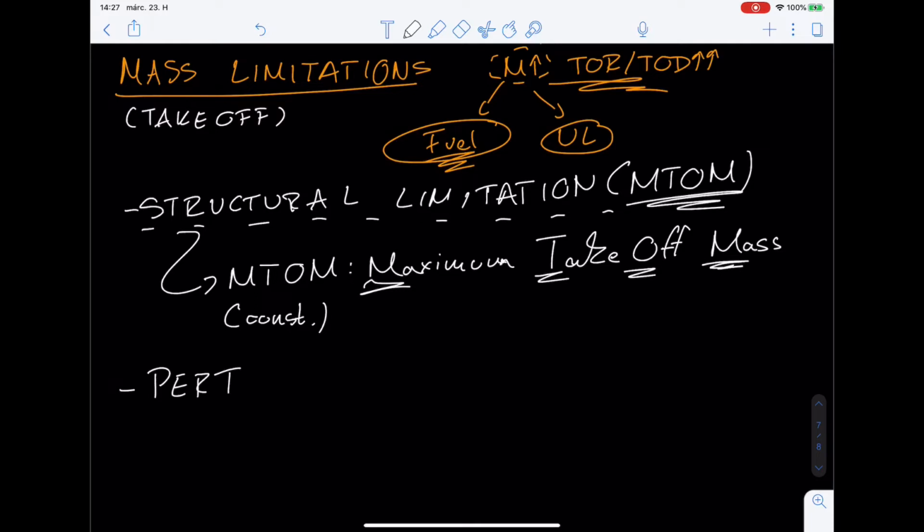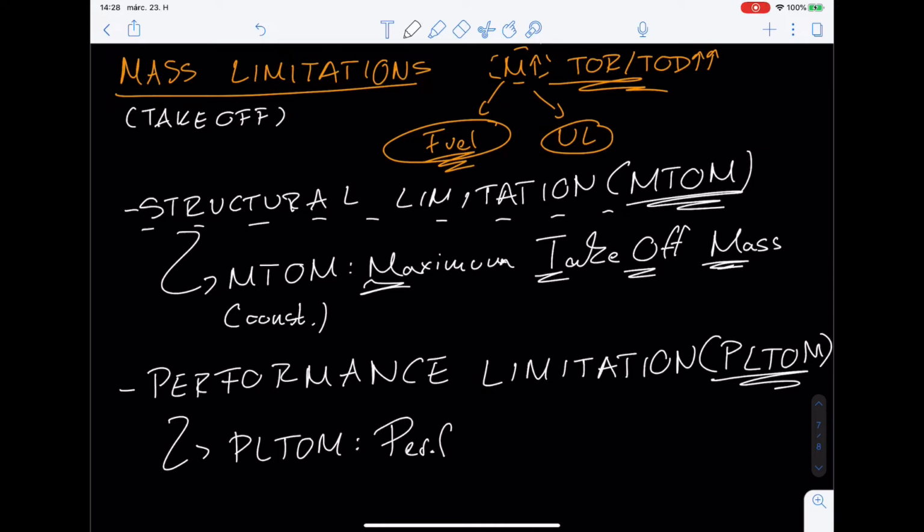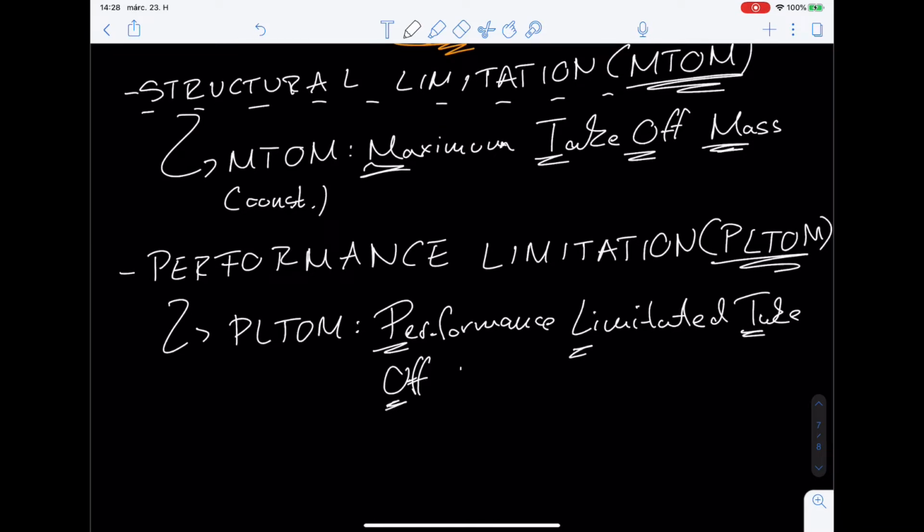Okay, however, we're not just going to have structural limitations, we're also going to have performance limitations. And this is where it's going to become interesting. From the performance part, we're going to have the performance limited takeoff mass, and this is going to have two sides to the story.